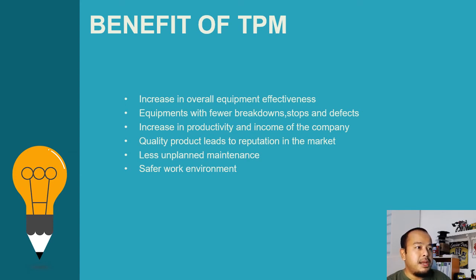So basically, what are the benefits of TPM? In general, the benefit is an increase in overall equipment effectiveness. Equipment with fewer breakdowns, stops and defects. So an increase in productivity and income of the company. Quality product leads to reputation in the market. Less unplanned maintenance, safer work environment. So in general, you can reduce your company loss, basically. You can make your overall production more efficient.